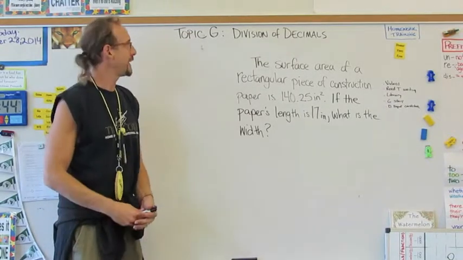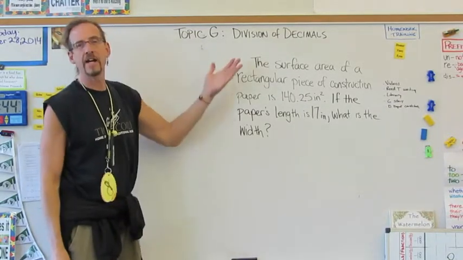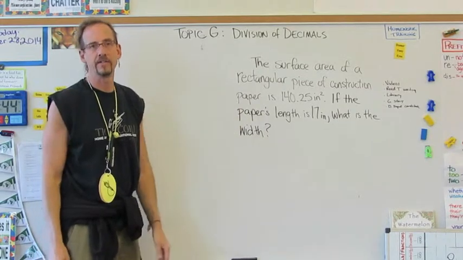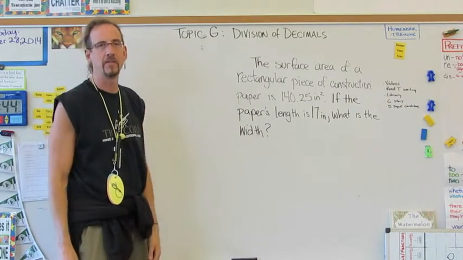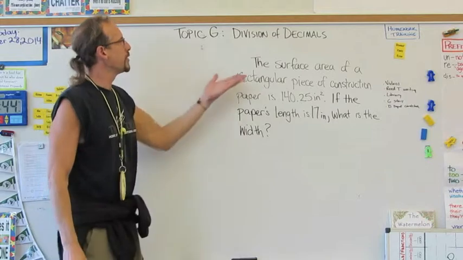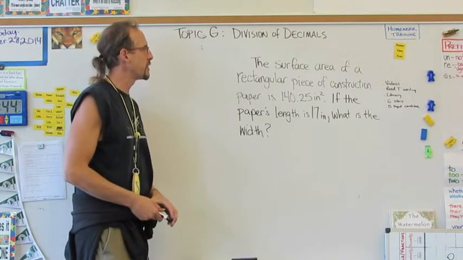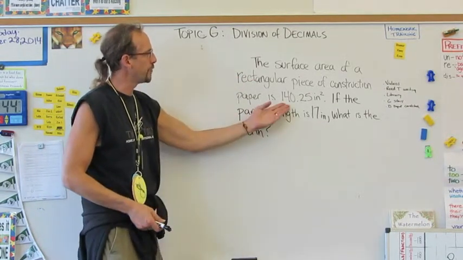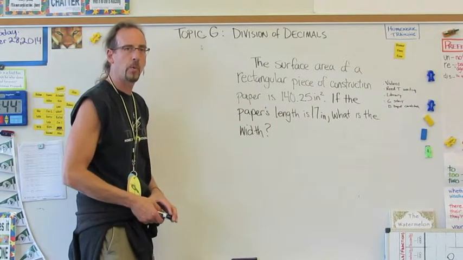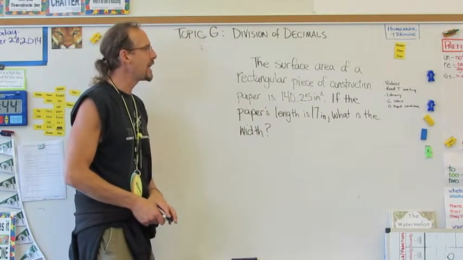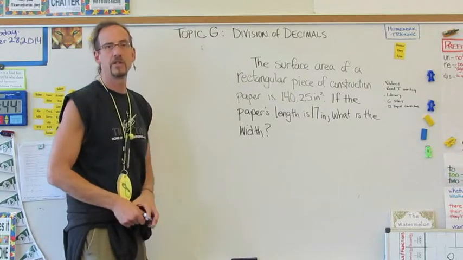Okay, and finally, we come to actually dividing decimals in some kind of a context, places where we need to do that kind of division. So we have a problem. The surface area of a rectangular piece of construction paper is 140 and 25/100 square inches. If the paper's length is 17 inches, what is the width?